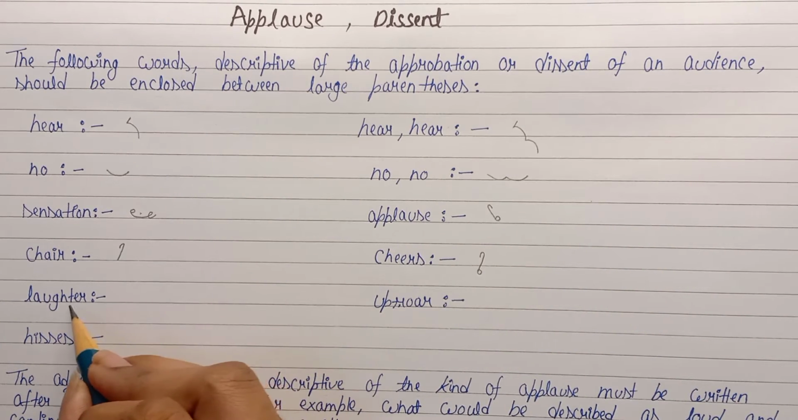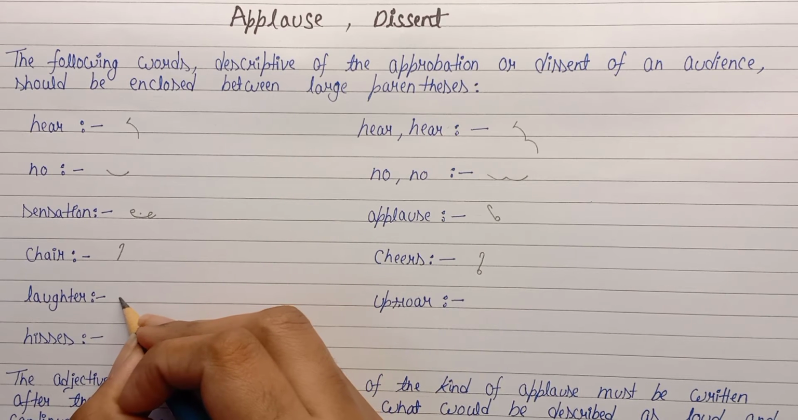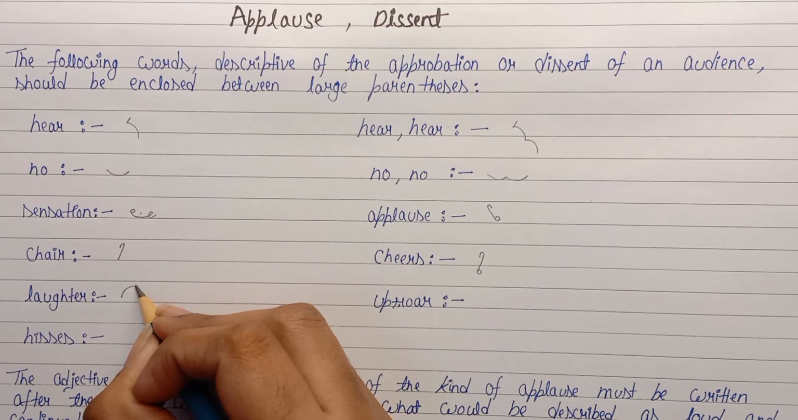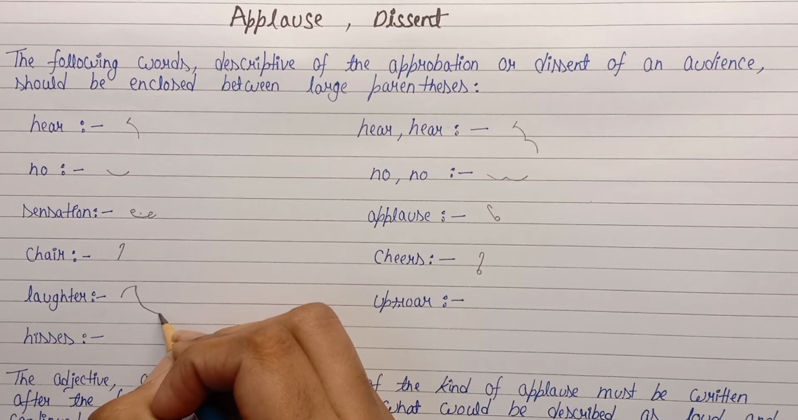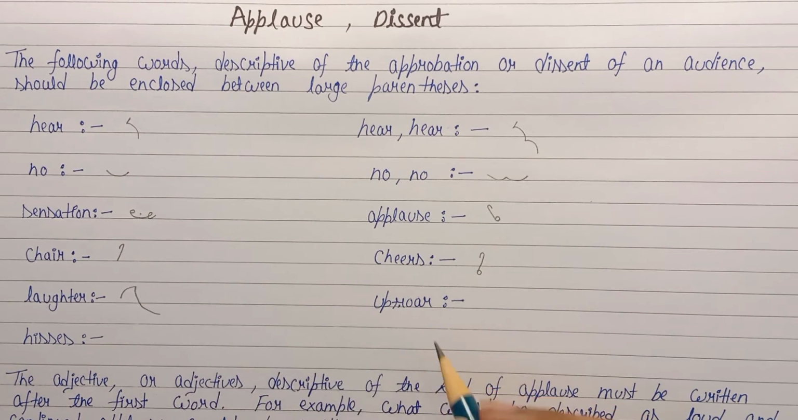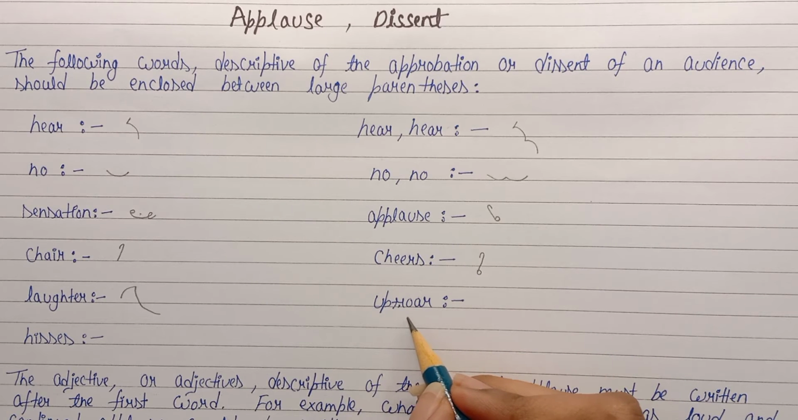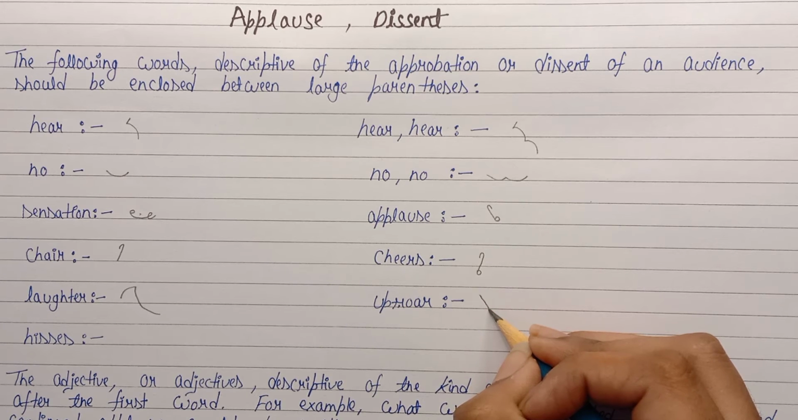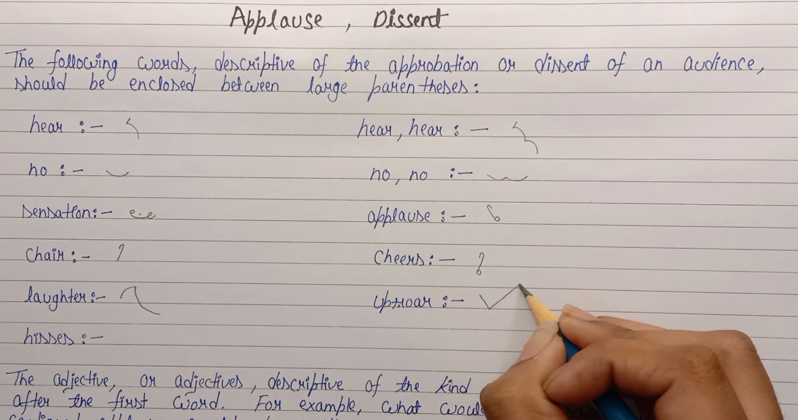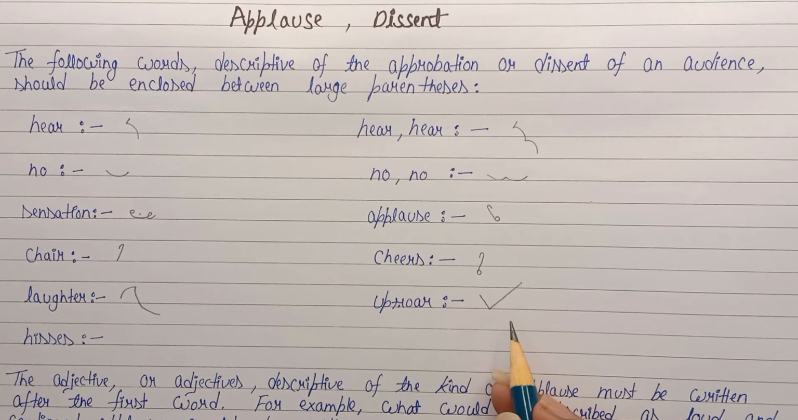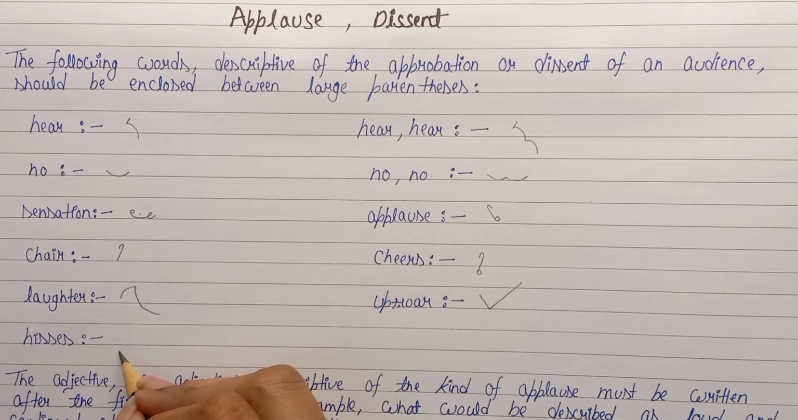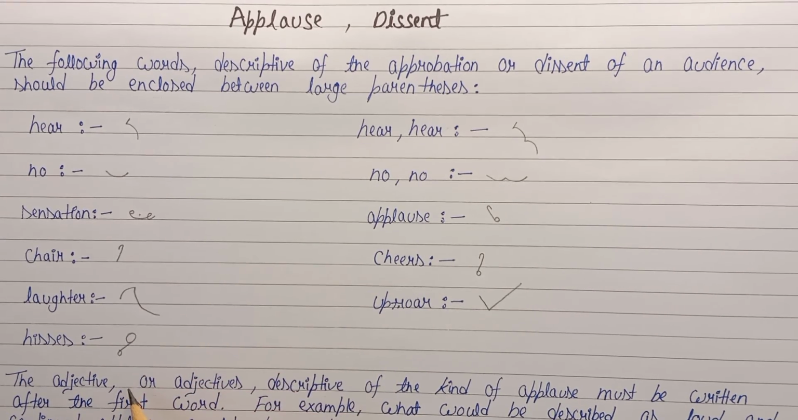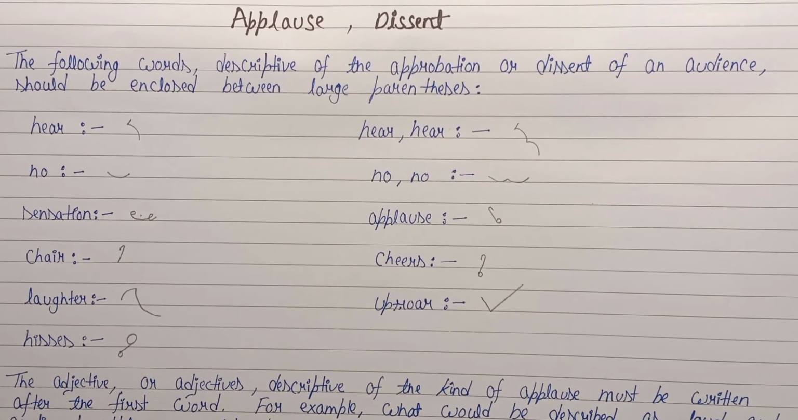Then is laughter. So L and F, laughter. Okay. Next is uproar. Up and roar, double length of R. Next, he says. He and says, large circle of S. He says.